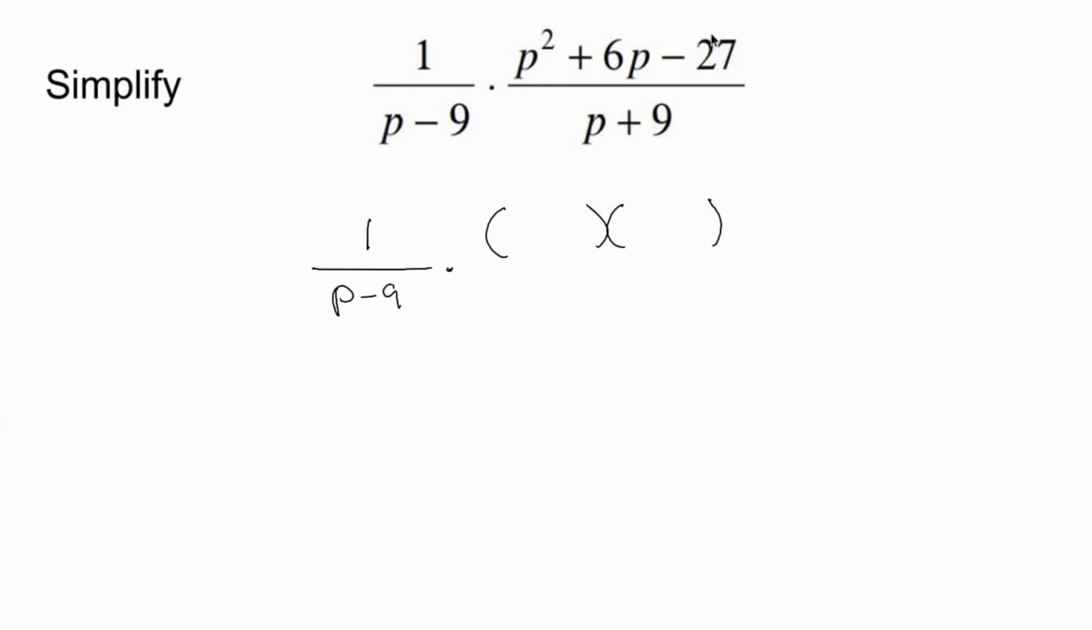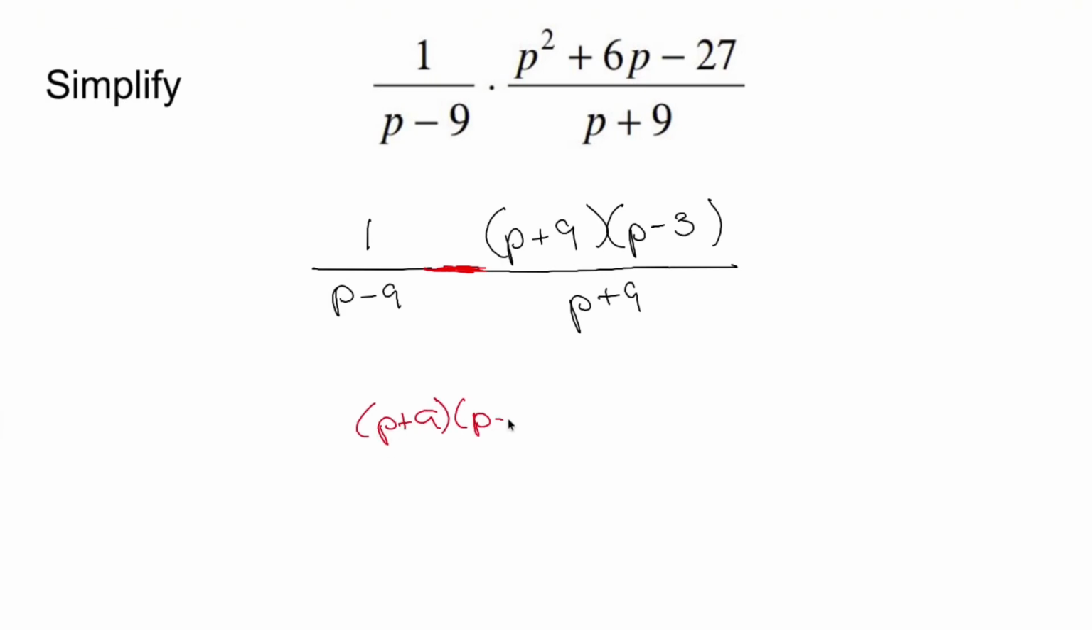the two numbers that multiply out to negative 27 and add up to 6. Those two numbers would be p plus 9 and p minus 3. That's going to be all over p plus 9. Now, if we're multiplying fractions, we can essentially extend that bar and say, all right, well, 1 times p plus 9 times p minus 3 is p plus 9 times p minus 3. And on the bottom, we have p minus 9, p plus 9, p minus 9, p plus 9.